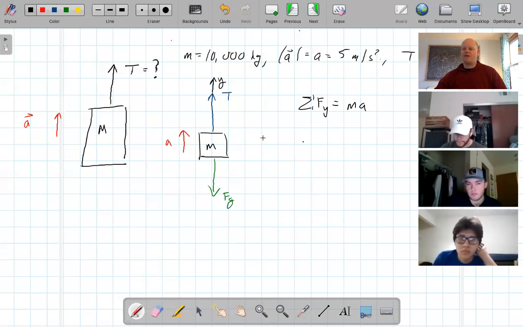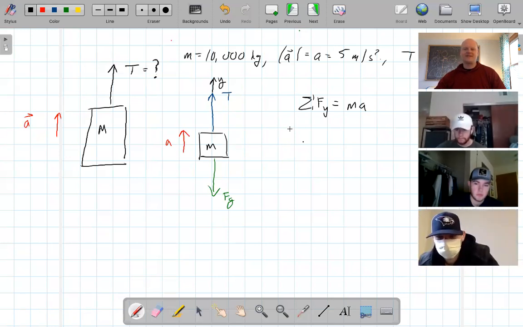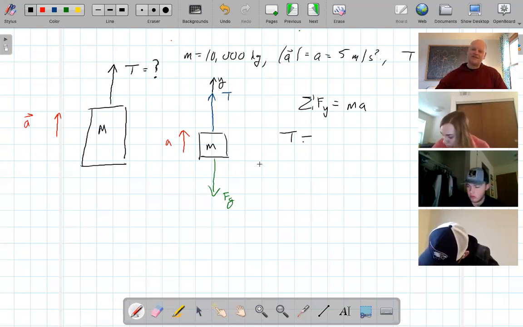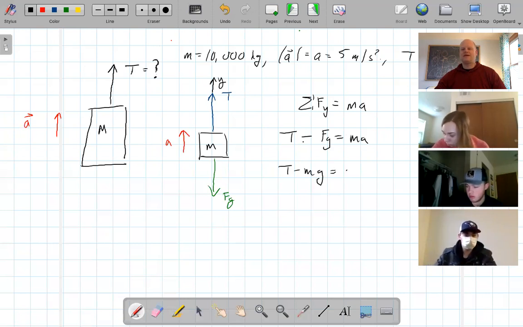So here, how many forces do I have in the y direction? According to my picture, I got 2. Good. Which one is positive and which one is negative? Tension's positive. So here I get a T. And what is gravity? Negative. That one's negative because it's in the opposite direction of positive y. So the left-hand side simply becomes T minus Fg, and all that's equal to ma. Let's say T minus mg is then equal to ma.